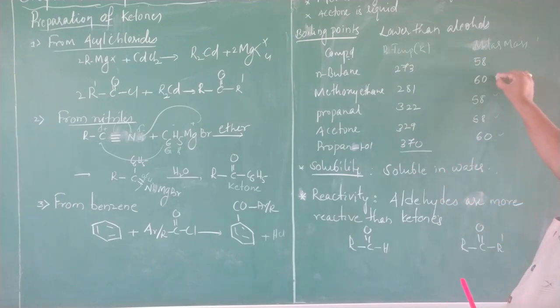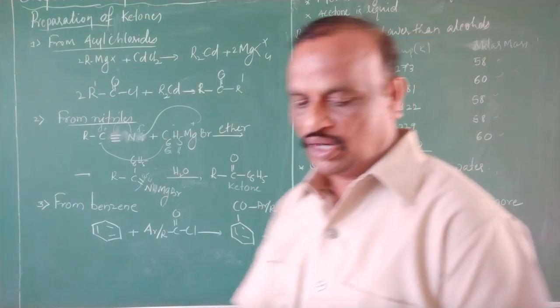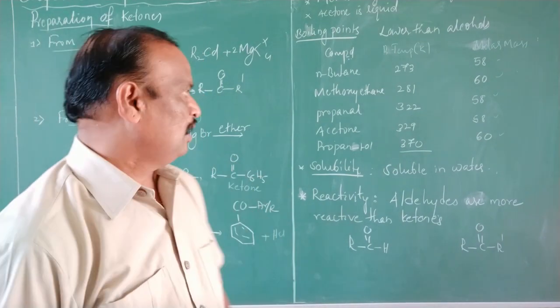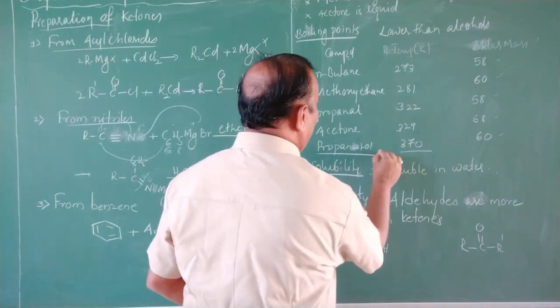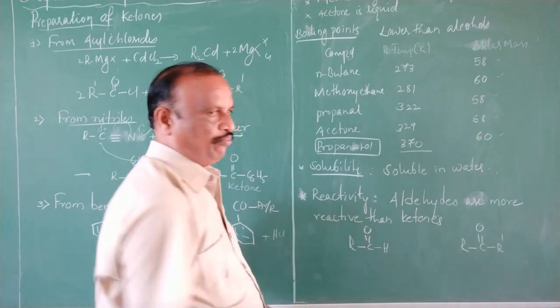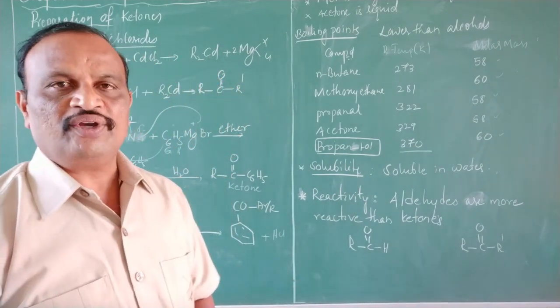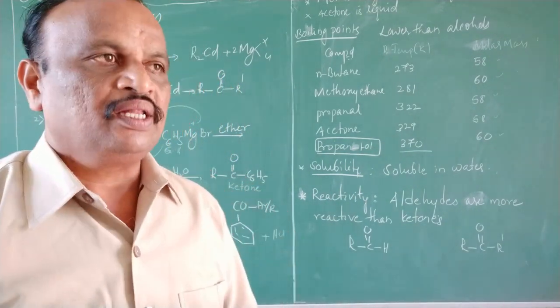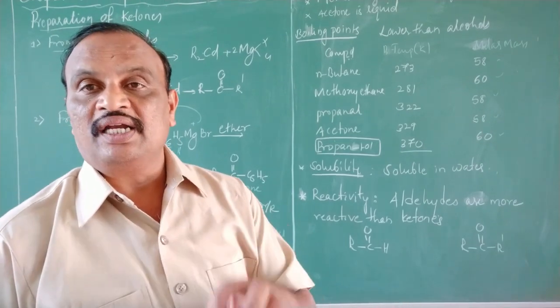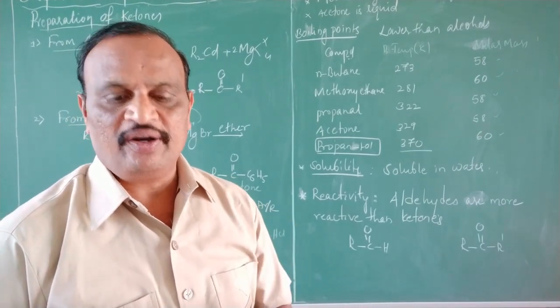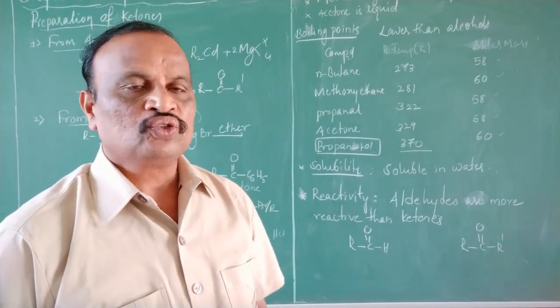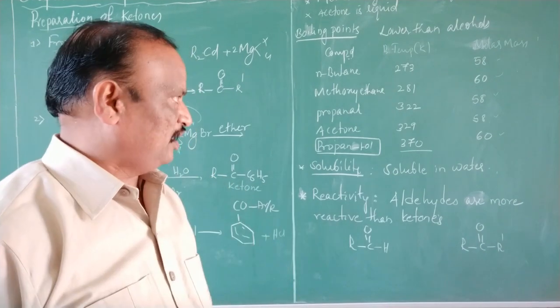So all these compounds have comparable molar masses. Among these, the alcohol has the highest boiling point. The reason, as we have studied in the previous chapter, is that alcohols undergo somewhat stronger intermolecular hydrogen bonding. So that is the reason the values are higher.